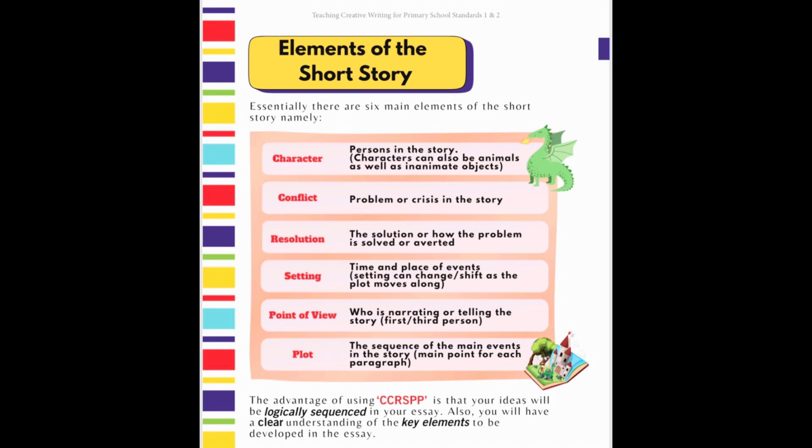The setting would be the time and place in the story. Point of view would be who is telling the story. This can be first person or third person narration. And then we have plot, the sequence of events in a story.